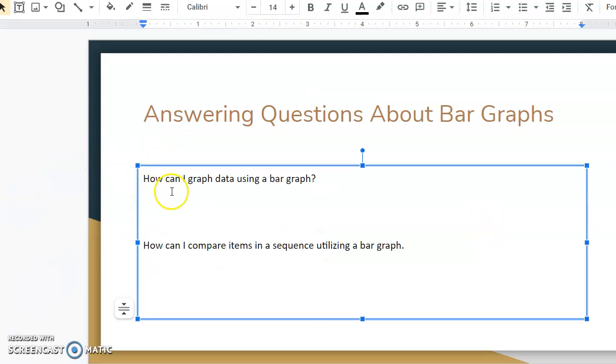Our essential questions were: how can I graph data using a bar graph? And how can I compare items in a sequence utilizing a bar graph? For how can I graph data using a bar graph, our answer would be: I can graph data by inputting a classification of objects and counting how many there are.